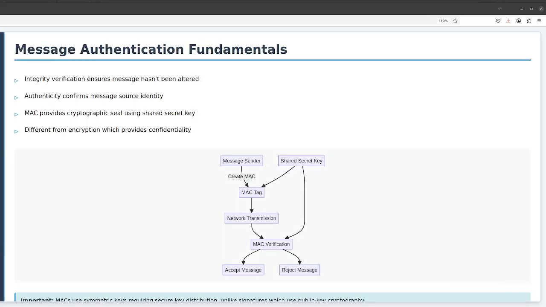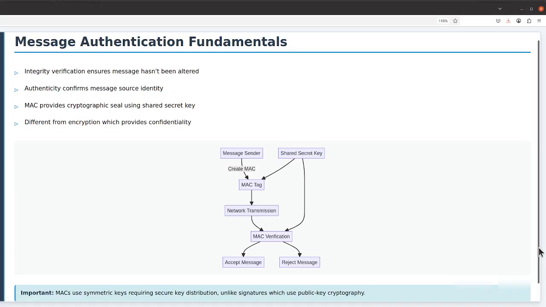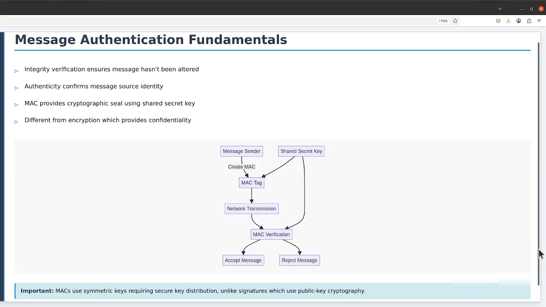What is message authentication? Before we understand CMAC specifically, we need to grasp the broader concept of message authentication. In any communication system, whether it's between microservices in a cloud environment, client-server interactions, or inter-system data exchange, we face two fundamental security challenges. First, integrity. Has the message been altered during transmission? Second, authenticity. Did this message truly originate from the claimed sender? These are distinct from confidentiality, which is about keeping message content secret. You might have perfectly encrypted data, but without authentication, an attacker could manipulate that encrypted data in meaningful ways.